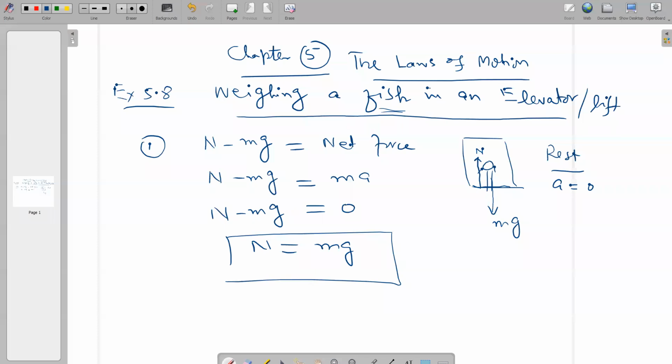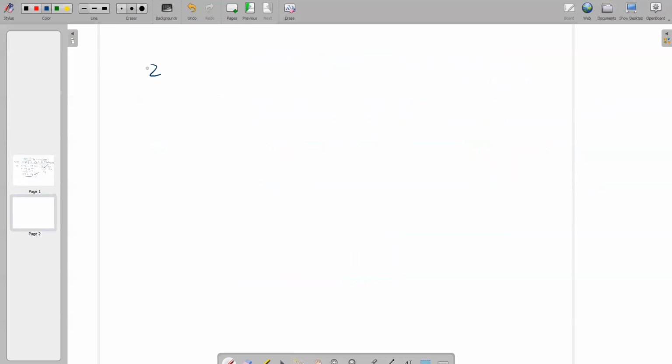But remember, N is not always equal to mg. We will see in some other situations how N is changing. But here N is equal to mg. This is the first case. In the first case, the lift or the elevator is at rest and the person inside the elevator is like this. And the equations of motion are like this, because acceleration is 0.